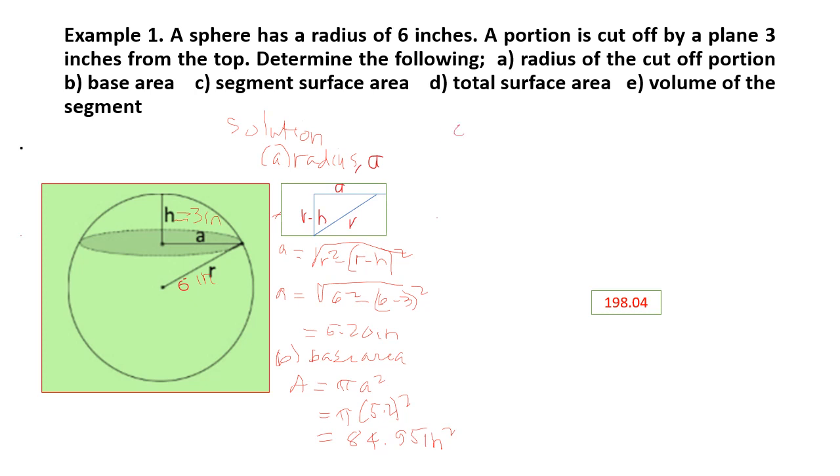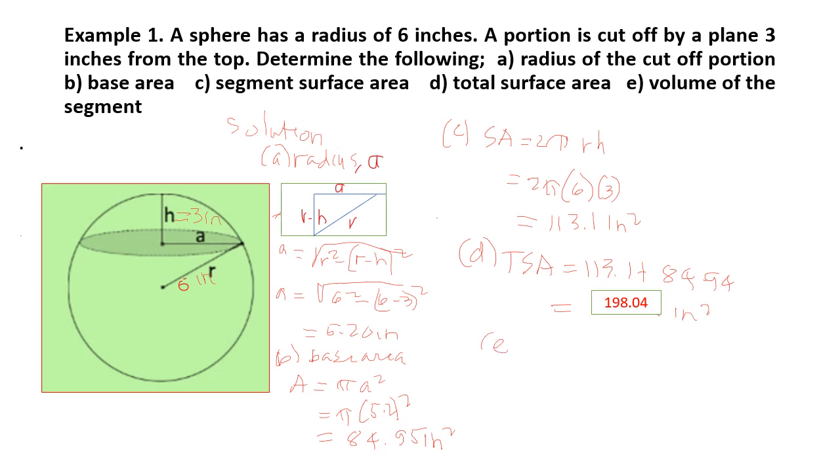For the letter C, surface area: 2 pi R h, 2 pi times 6 times 3, equals 113.1 square inches. Letter D, total surface area: 113.1 plus 84.94, equivalent to 198 square inches.